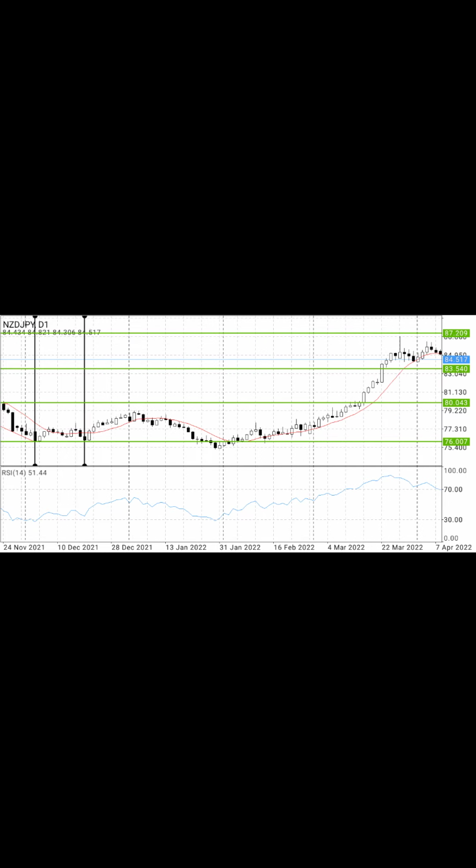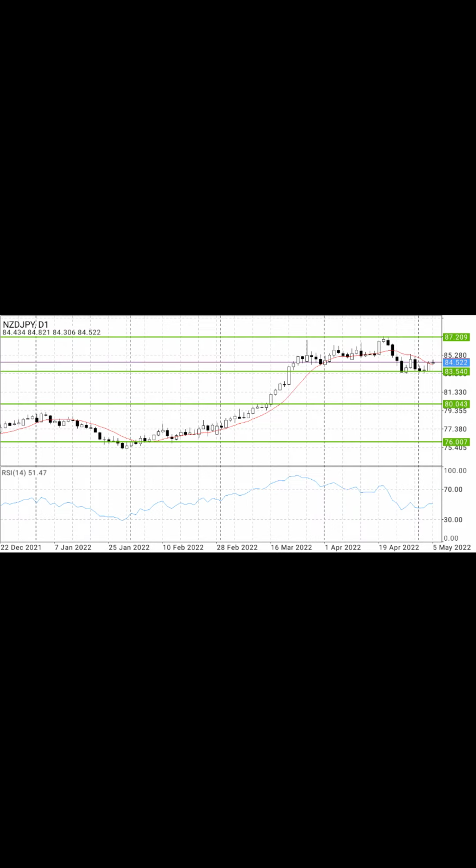So you can see the first two reinforcements for the support. Then the third break below support. I'm sorry. So the first two reinforcements, then the third break below support, and then immediately after that break below support, a very strong bullish that lasted till date. So you can now see what could be next.